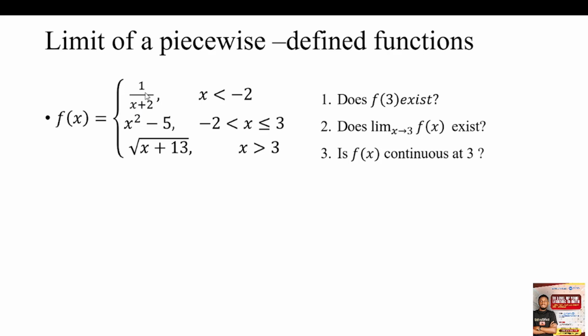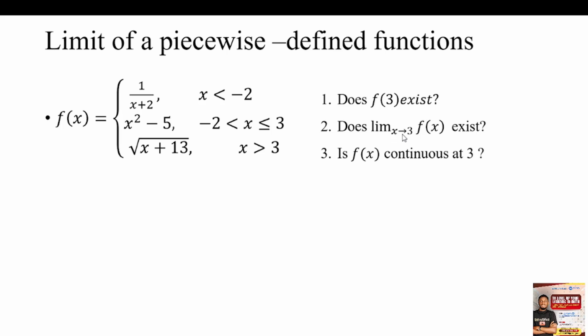The first one is 1 over x plus 2 for x less than negative 2. The second one is x squared minus 5, for x greater than negative 2 but x less than or equal to 3. And the last part of this same function is root of x plus 13, for x greater than 3. In this question, we are asked to find whether f of 3 exists.